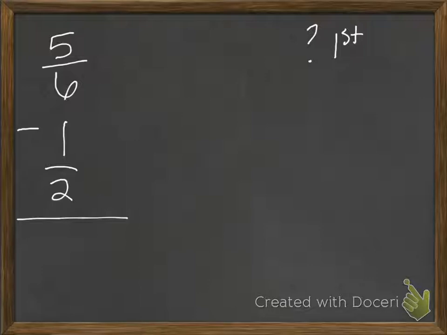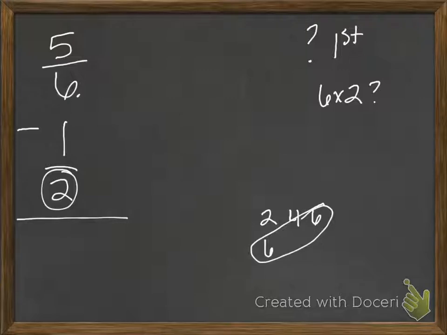Okay, if you said my first step is to find a common denominator, you are correct. In this case, to find my common denominator, would I do 6 times 2? Or how else would I find my common denominator? Well, if you told me that 2 goes into 6, you would be correct. So 6 could be our common denominator, because if I listed out my factors, 2, 4, 6, 6 is our least common denominator.